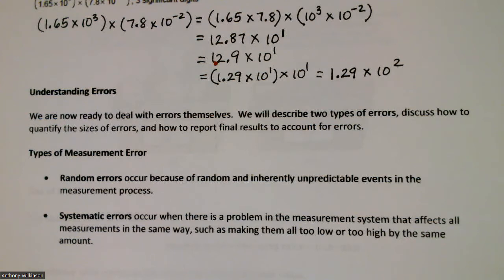And then you have systematic errors. Those occur when there is a problem in the measurement system that affects all measurements in the same way, such as making them all too low or too high by the same amount.